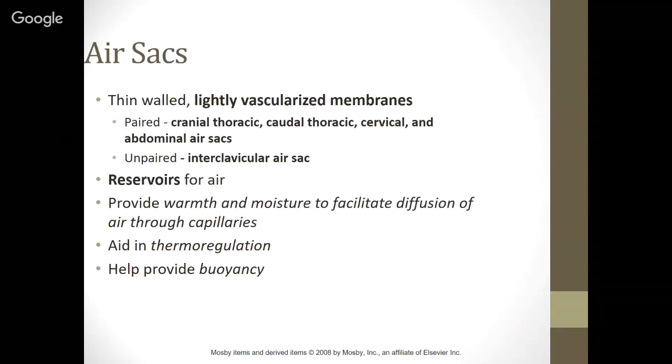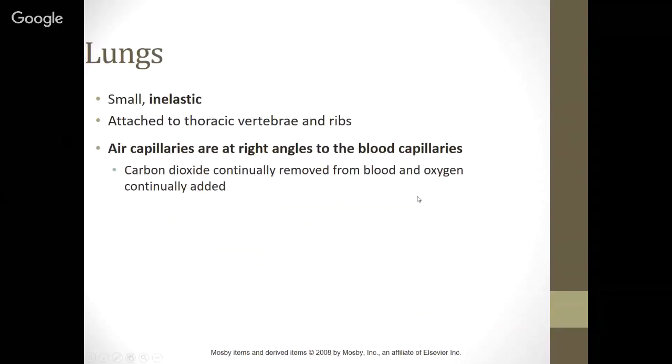They provide warmth and moisture to facilitate diffusion of the air through the capillaries when they get into the lungs. They also aid in thermoregulation and help to provide buoyancy. So these air sacs are, again, things that make this bird a little bit lighter than normal. The lungs are small and inelastic. They really do kind of look like that radiator when you look at them microscopically.